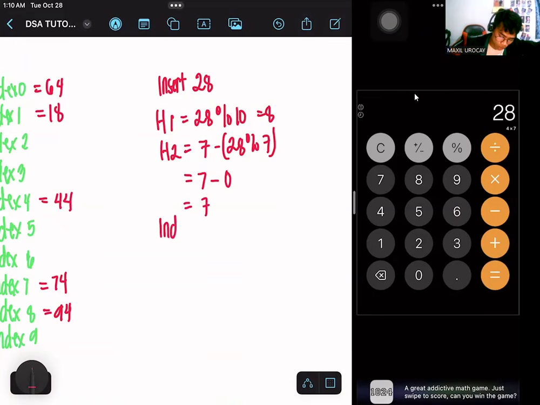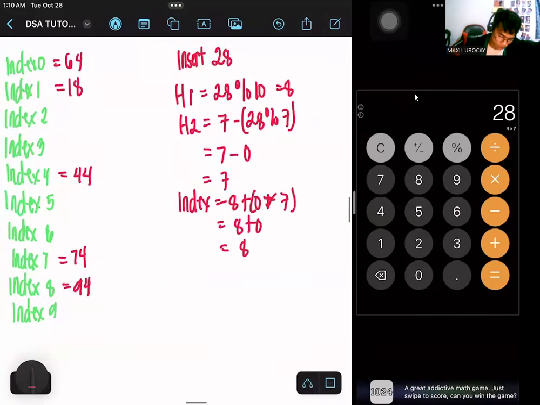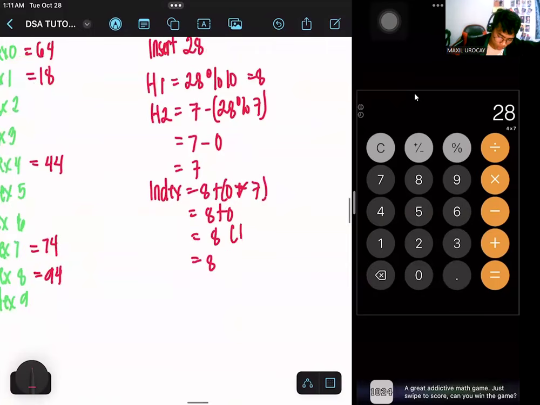So index will become 8 plus 0 times 7. So of course, it will become 8 plus 0 equals 8. So index 8 is allocated. So therefore, we just have to keep on looping.